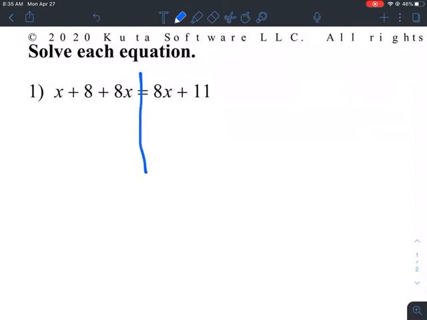Just the thing to remember with these is that you always want to get the variable isolated. So basically, that there's only one variable, and you want to get it all the way by itself. And you have to use basic rules of algebra to do that. So, for example, if I've got two x's on the same side, I'm going to go ahead and combine those.